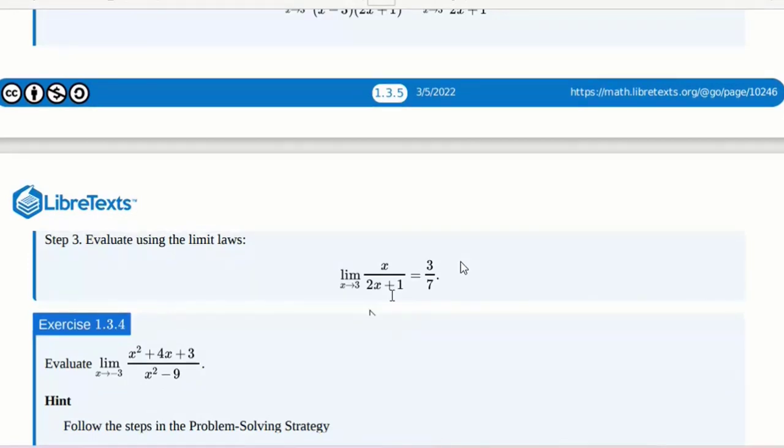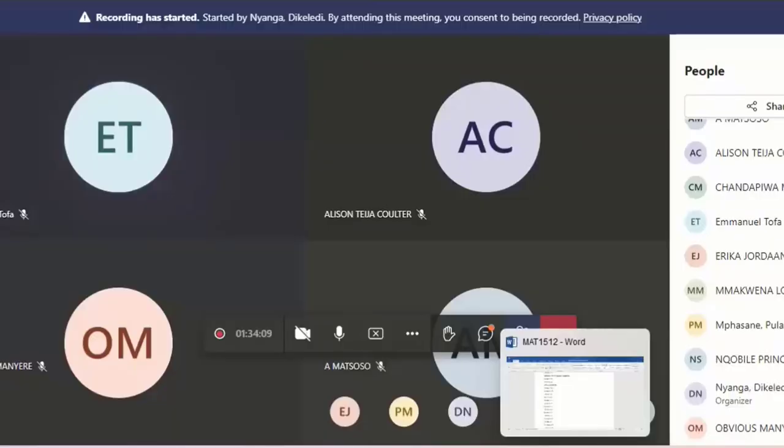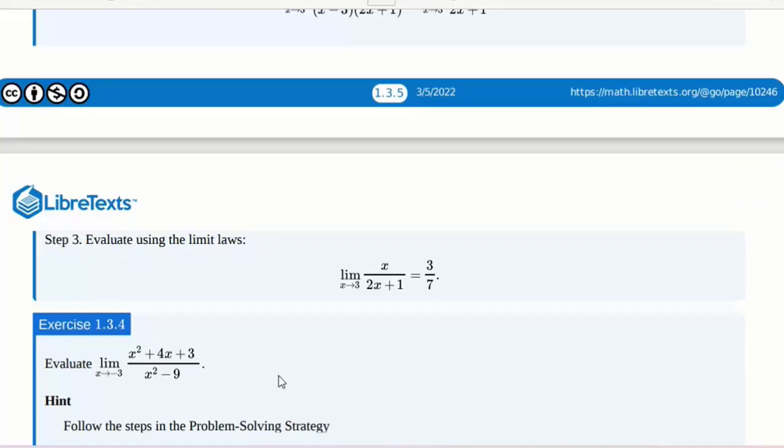Do we agree? Yes. Can we then attempt, is it a fair request for me to ask you to try this exercise 1.3.4? Yeah, that's fine. Yes, it is. Okay, thank you. Please try it.